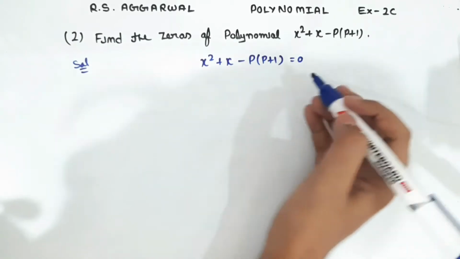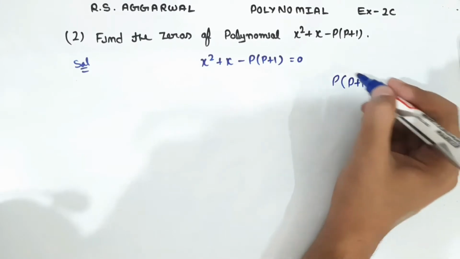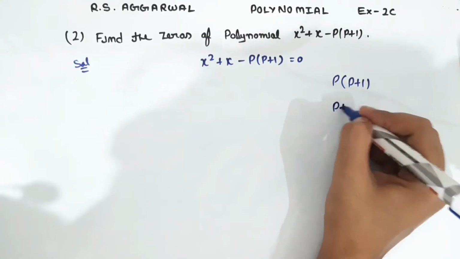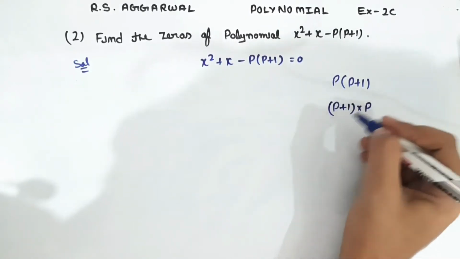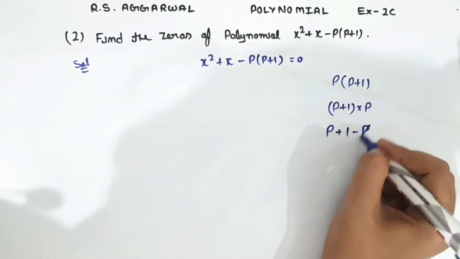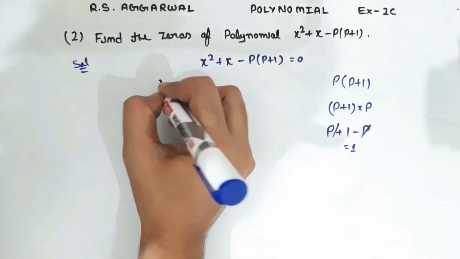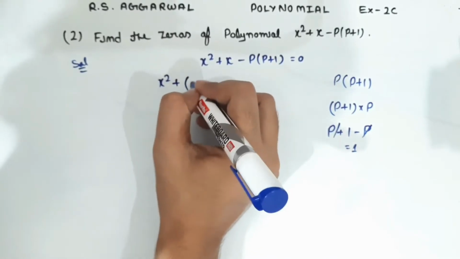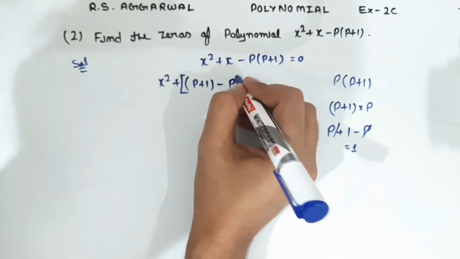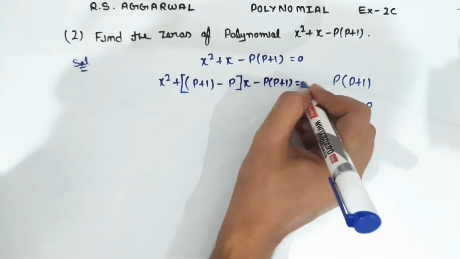So we have to find factors of p into p plus 1 such that their difference is 1. So our factors will be p plus 1 and p. When we subtract them, we will get 1. So x square plus p plus 1 minus p x minus p into p plus 1 equals to 0.